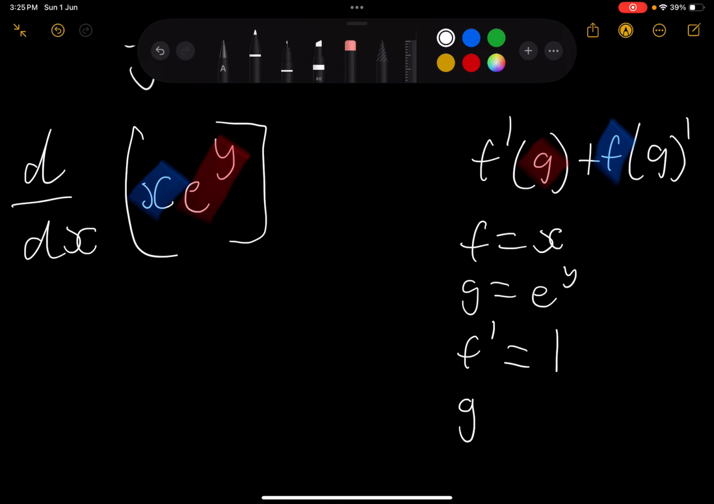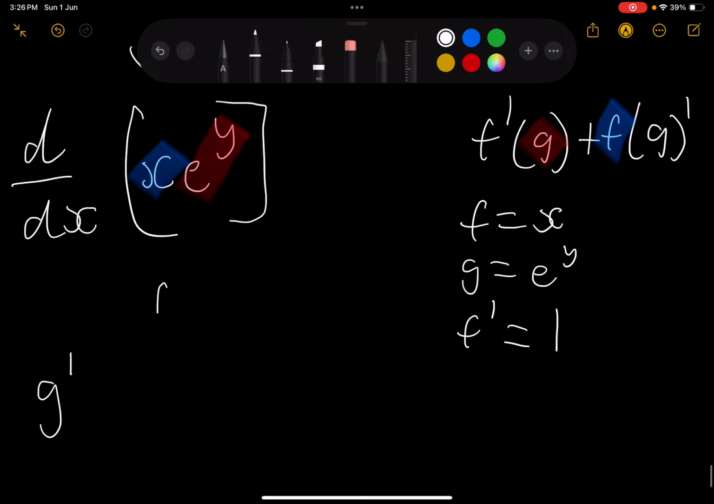Now here's the tricky part. G prime, the derivative of e to the y with respect to x. We need to remember that we need to use our chain rule again. So let's just make a new line. And the chain rule I'll put up here.